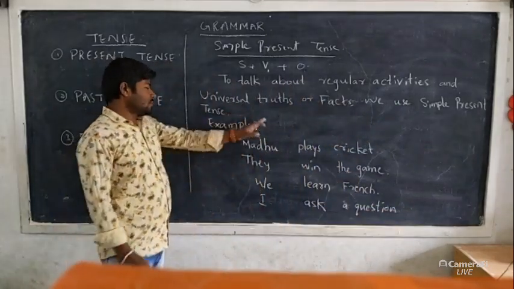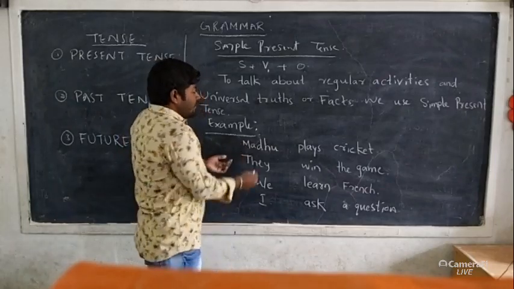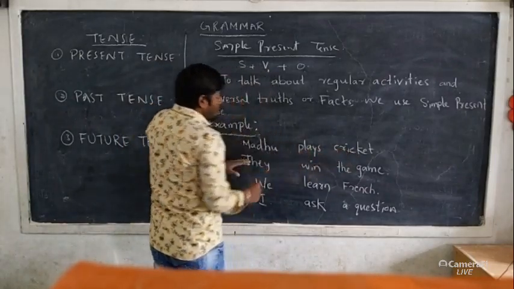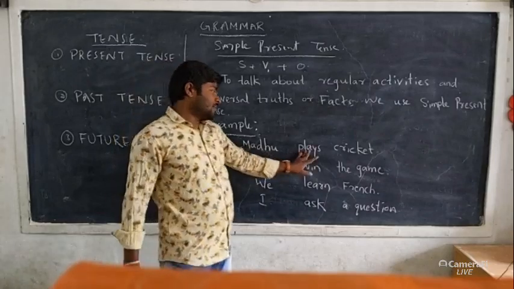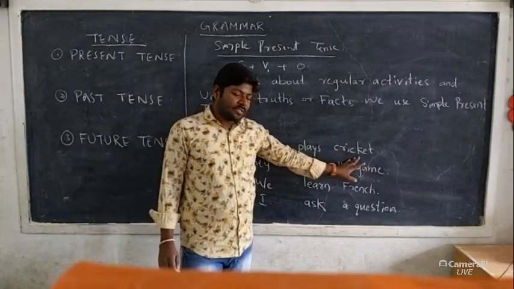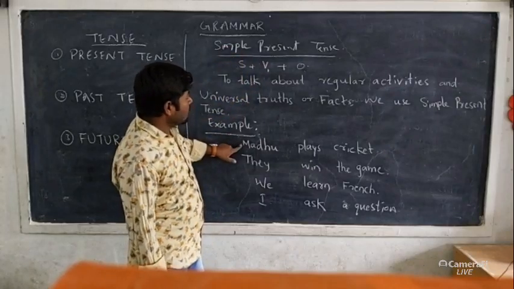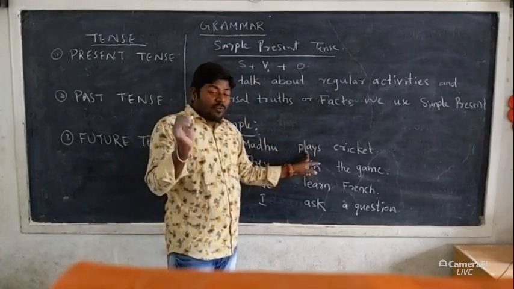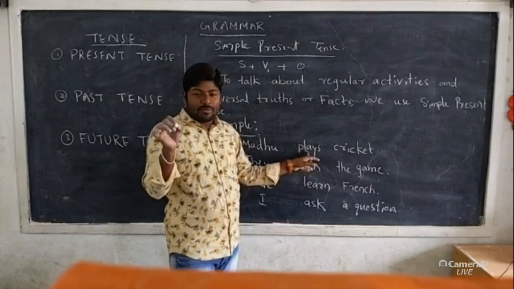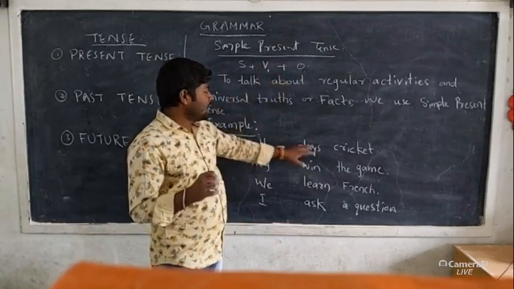Yes, so let us learn. Here we have a sentence. Madhu is the subject, plays is the verb, cricket is the object. So Madhu is the subject, and first we should write the first verb, the present form of the verb. We should write play. I have written plays.